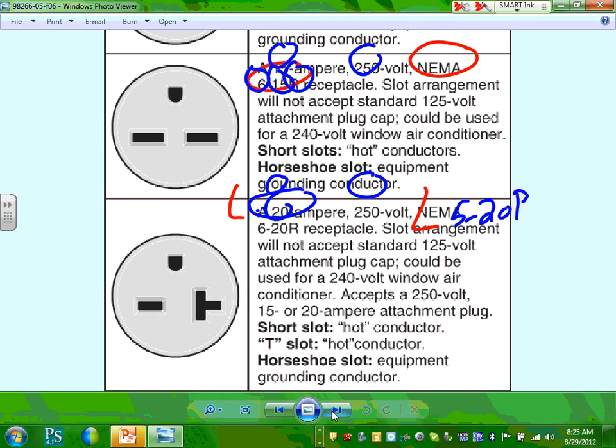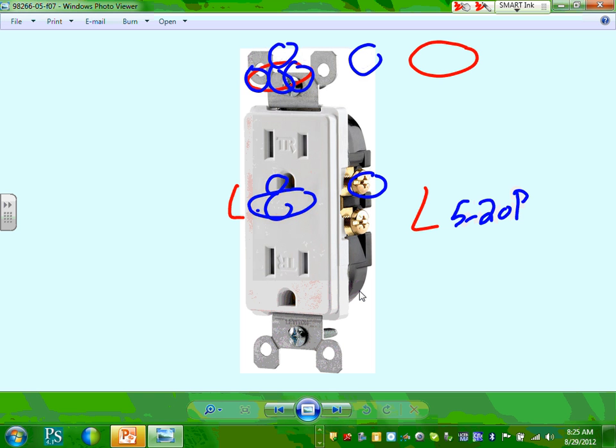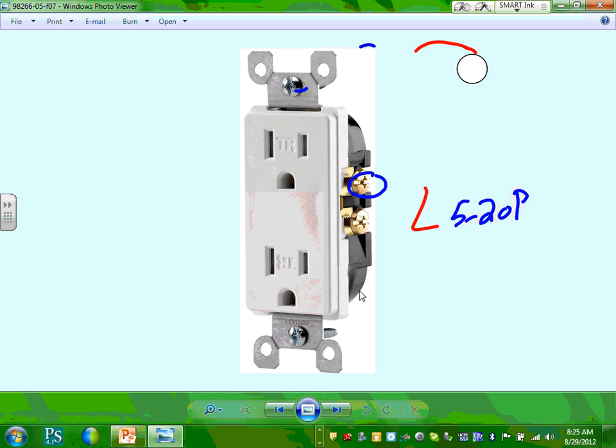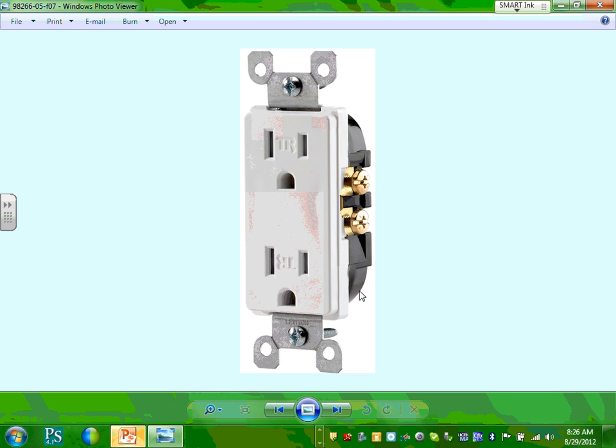So that's basically what I wanted to emphasize here. The NEMA configuration with the P. There is a beautiful, nice looking receptacle. I know you guys have never seen one before, right?